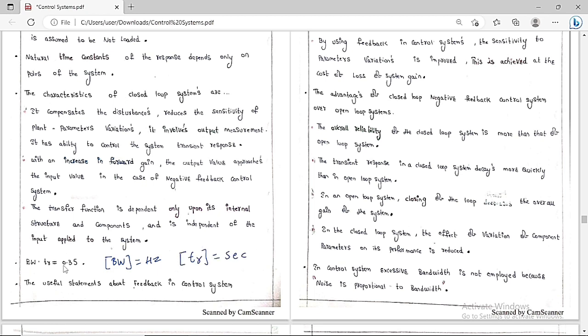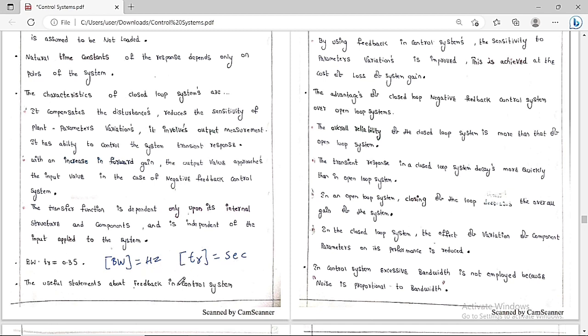These two things you should always keep in mind. The unit of bandwidth is hertz and the unit of rise time is seconds. When we multiply these, we get a constant which is unitless, and its value is 0.35. So always remember, bandwidth into rise time is always equal to 0.35. That is the reason bandwidth into rise time is a constant. If bandwidth is increasing, rise time will decrease. If bandwidth is decreasing, rise time will increase, because the product is always constant.